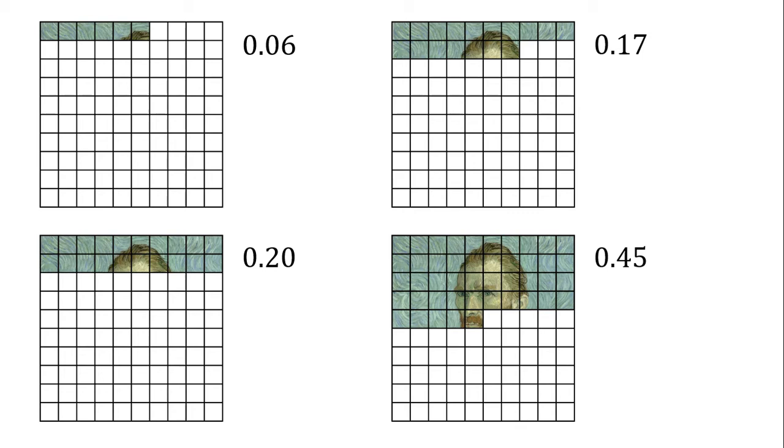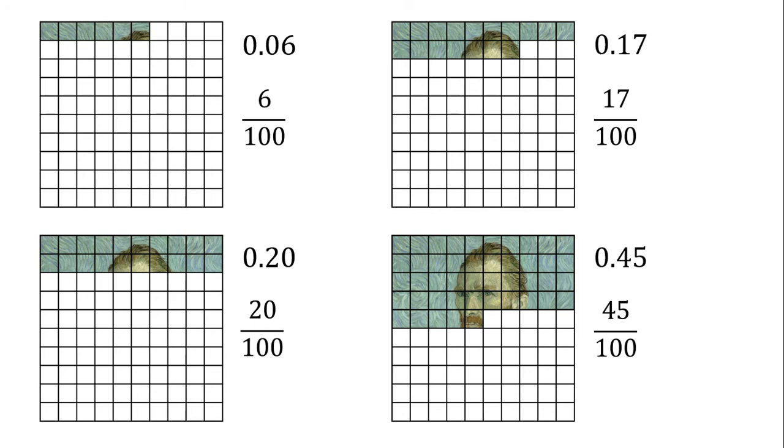Okay, let's check if you got your fractions right. Starting in the top left, 0.06. Well, there are 6 of the boxes colored in, and there are 100 altogether, so that's 6 hundredths. In the top right, there are 17 boxes colored in, and there are 100 altogether, so 17 hundredths. In the bottom left, we have 20 boxes colored in, and 100 altogether, so 20 hundredths. And in the bottom right, we have 45 boxes colored in, and 100 altogether, so that's 45 hundredths.